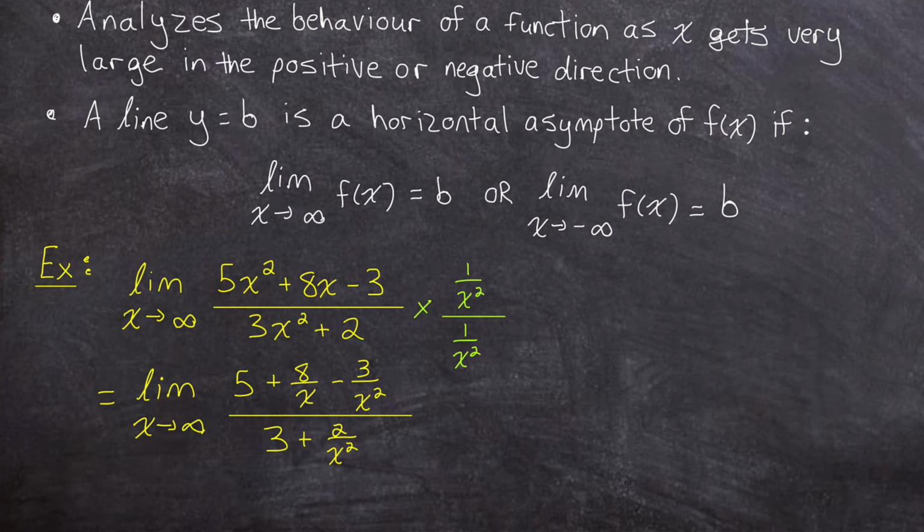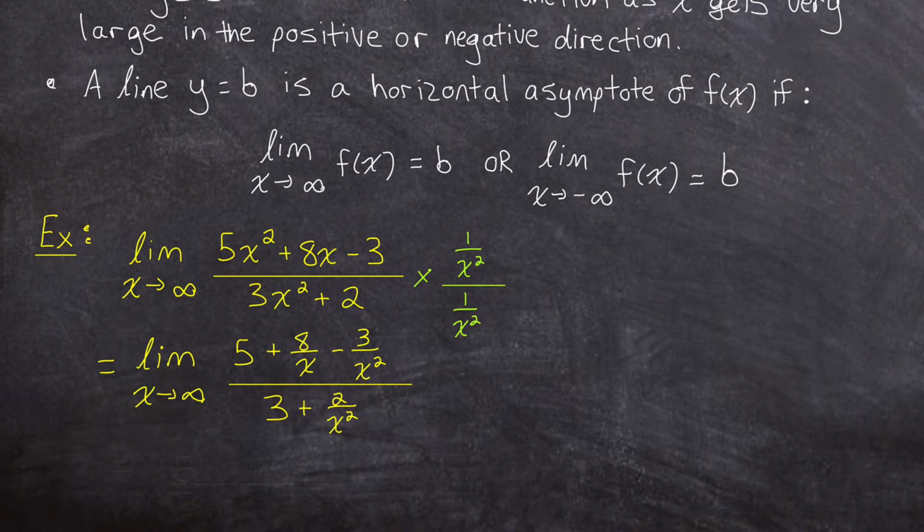Well, as x goes to infinity, 5 and 3 are constant values, so they remain unchanged. But each of these terms, where there's a constant in the numerator and an x in the denominator, as x goes to infinity, each of these denominators are going to infinity, which makes the values of each of those fractions start getting closer and closer to 0. So that leaves me with my limit being 5 plus 0 minus 0 over 3 plus 0. And of course, that would simplify to just 5 over 3.